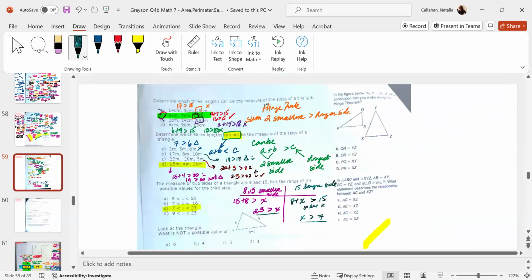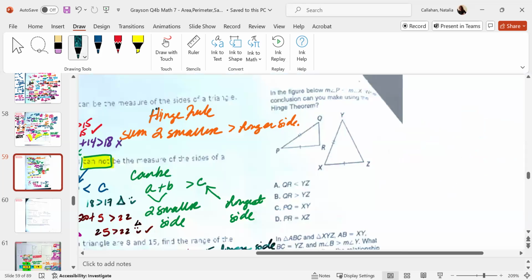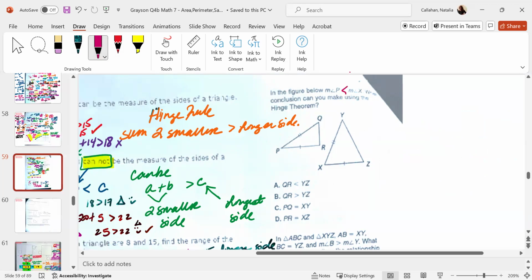Let's go to this page right here. Oh, wait, hold on. What does it say? In the figure below, angle P and angle x. What conclusion? It says angle P is less than angle x. Where's x? Okay, so this is bigger. What conclusion?